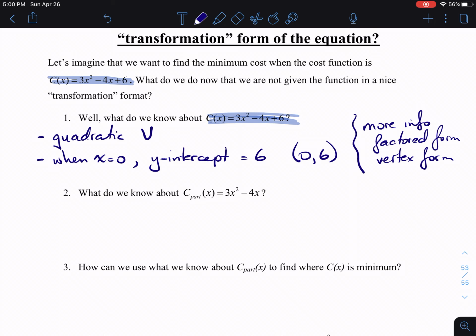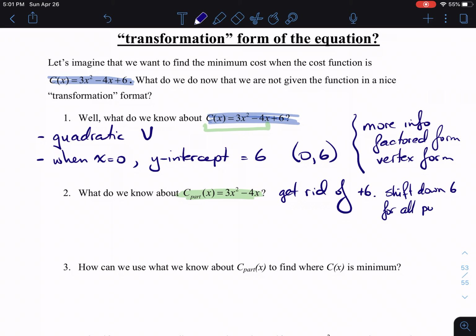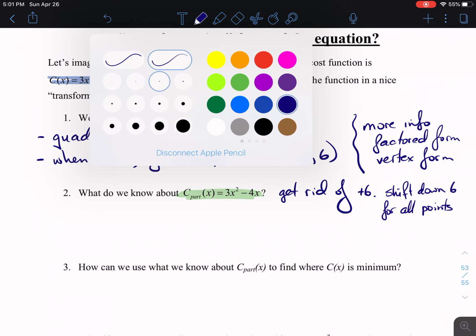But there's a bit more that we can learn, because look, we can take a partial, so just this part of that function. So what did we do? Notice that we removed the plus 6, right? So get rid of the plus 6, which does what exactly to the graph? If you subtract 6 from every single point, do you agree that it's going to shift down 6 for all points? So the whole function will be brought down. Okay.